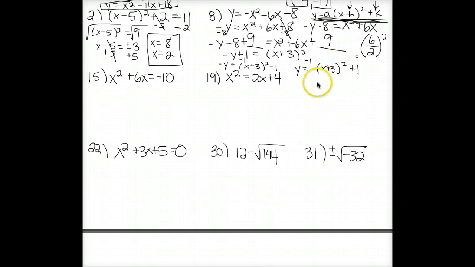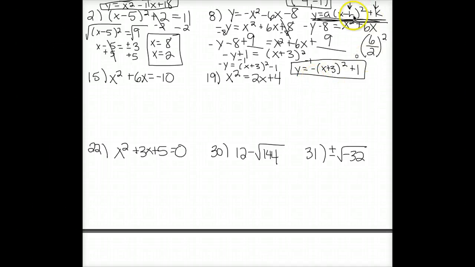Now, that's a lot of work, but I'm not done because once I have done this, then it asks a whole bunch of other questions that you had to answer. First thing is, which direction does it open? I'm not going to write all those down. I'm just going to say them because you can see them on your answer sheet. But this one opens down. The reason why is because the a value is negative. Whether it's in standard form or in vertex form, if a is negative, it opens down.